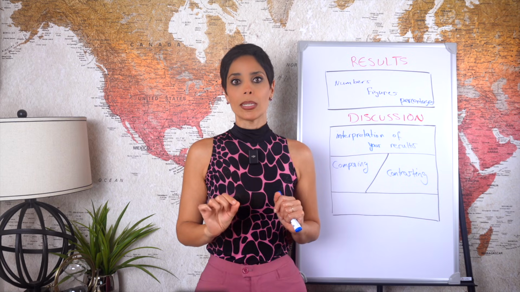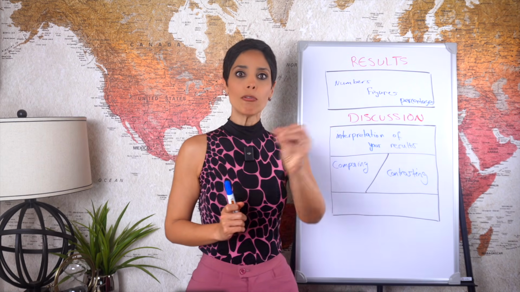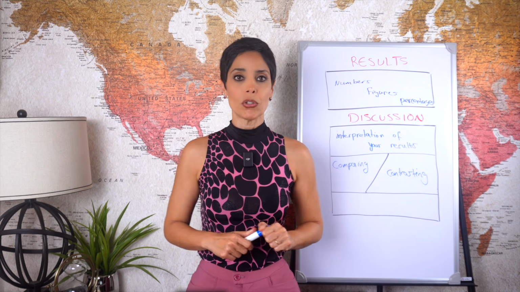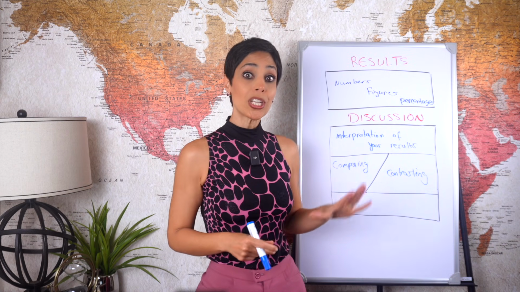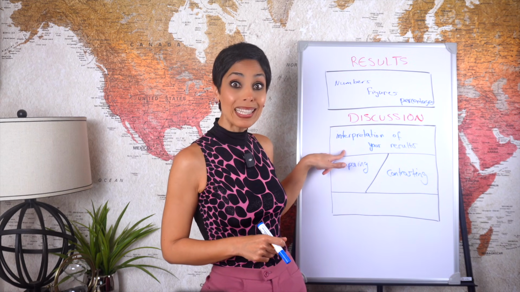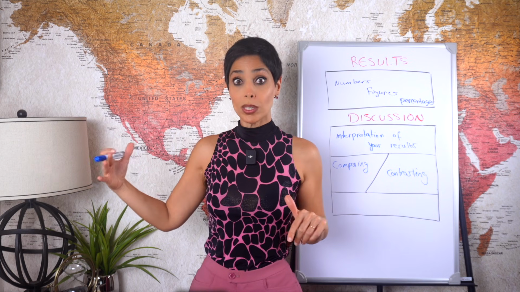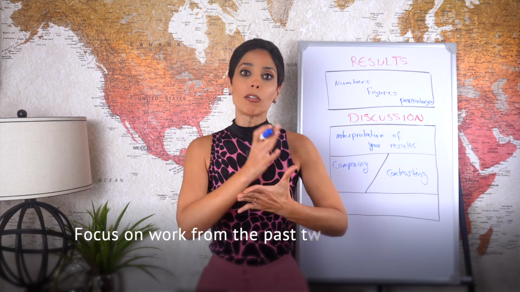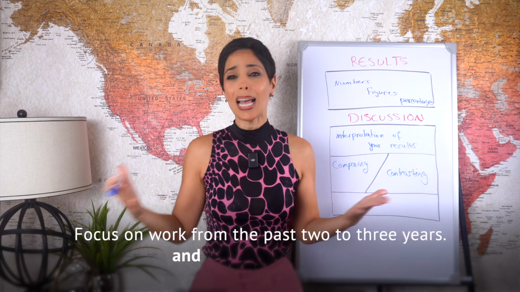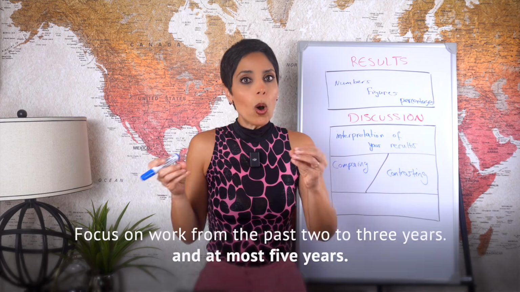Let me give you a concrete example. Suppose your results show a 20-fold increase after your intervention. In your discussion, you first interpret what that increase means. And then after that, you go to the literature, ideally focusing on the work from the past 3 years and at most 5 years. Why is this important?